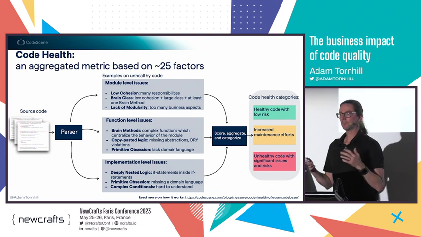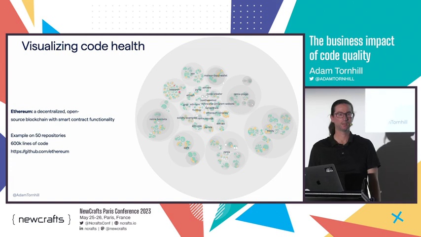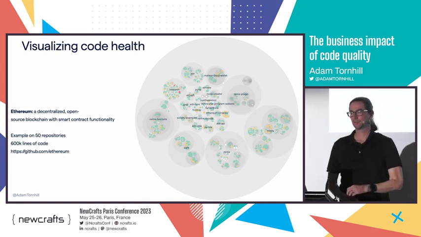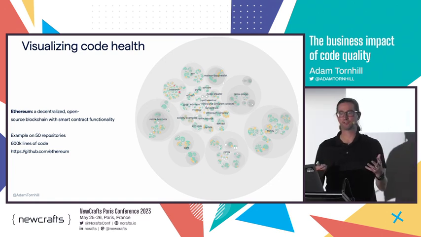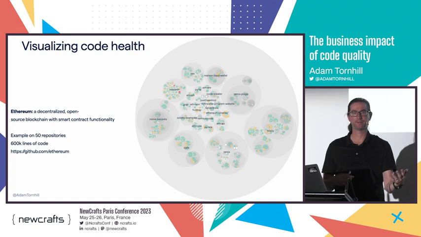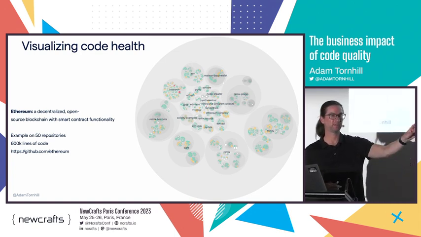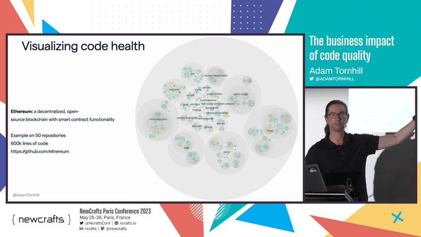So with that covered, we can now finally start to visualize code quality in a system. So let's have a look at a real-world code base. What you see on screen now is a visualization of Ethereum, which is an open source decentralized blockchain implementation. And Ethereum comes in roughly 50 different Git repositories. So I want to walk you through this visualization so that you know what you see.